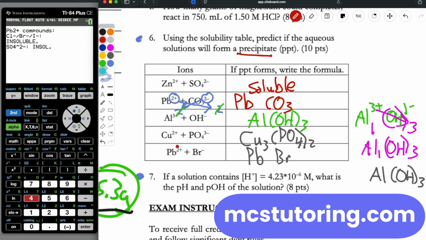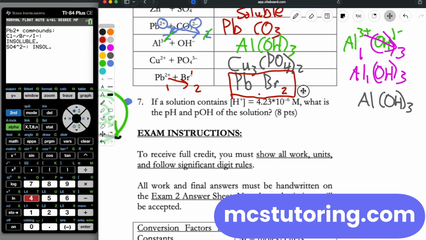You're like, what rules? This 2 shoots down here. This is a 1 if we don't have it, it's a 1. So technically it's Pb1Br2. But look, your teacher's going to think you're wacky if you put 1 as a subscript. So it's going to be PbBr2. Okay. Last question, I believe that the calculator can handle.